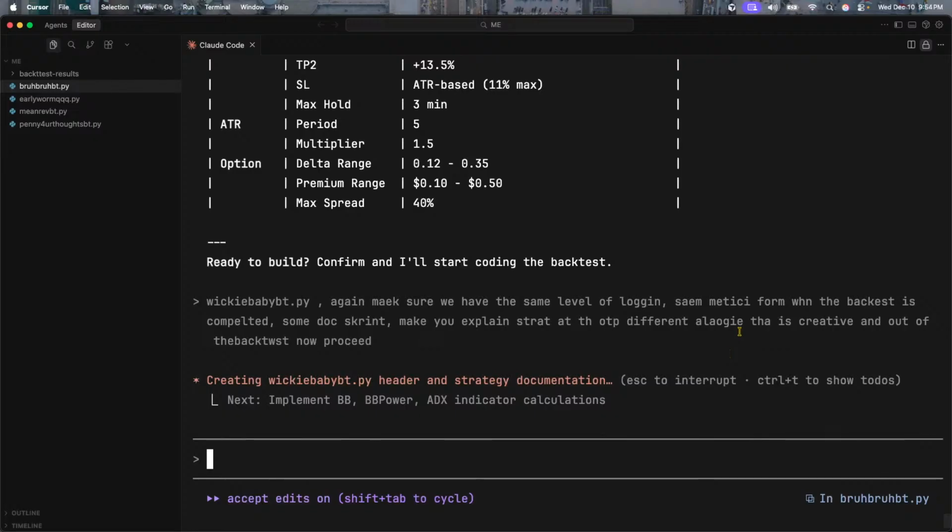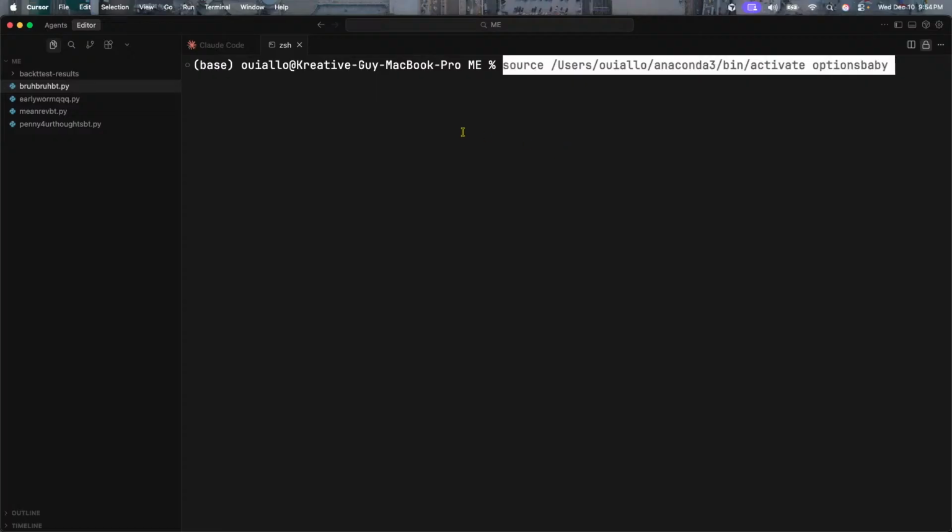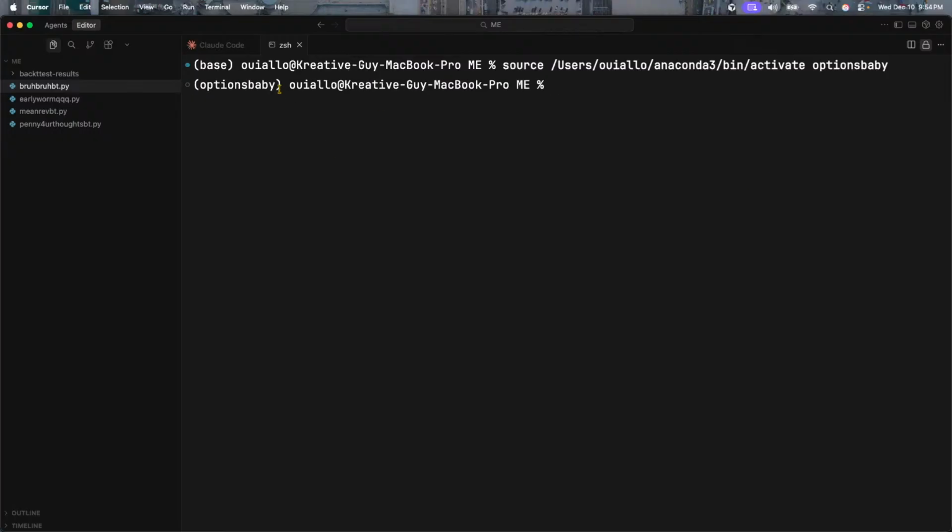But nonetheless, all right, enough about me. Let's go ahead and get our terminal ready in order to run our backtest. I'm going to load our conda environment. How do we know we're not in our conda environment? Because it says base here. So I'm going to load our conda environment. Option baby. Now we're in our conda environment.